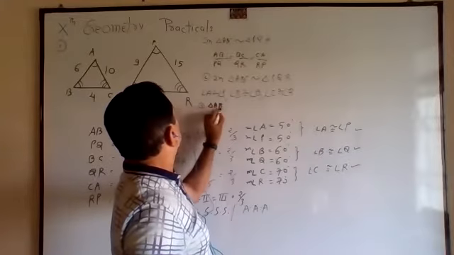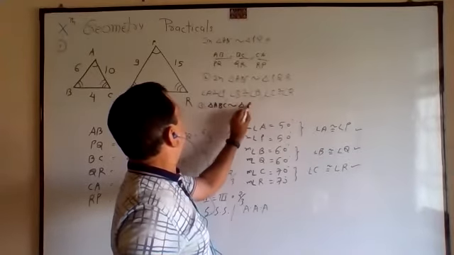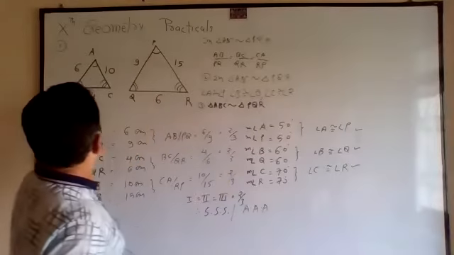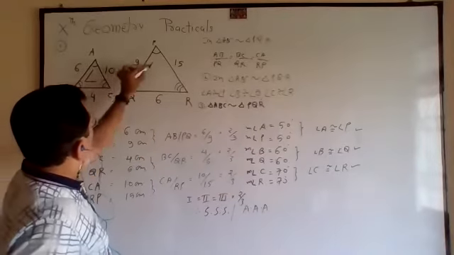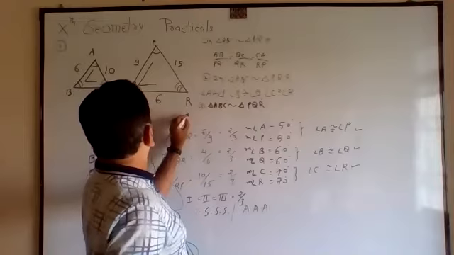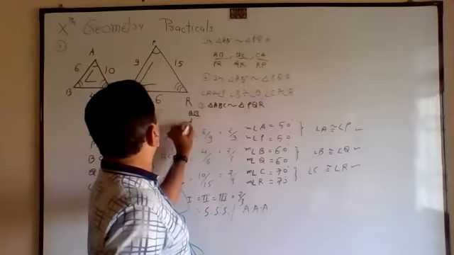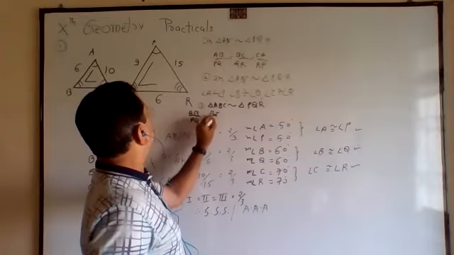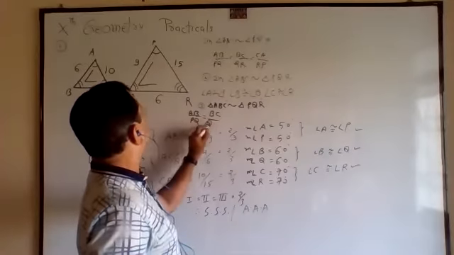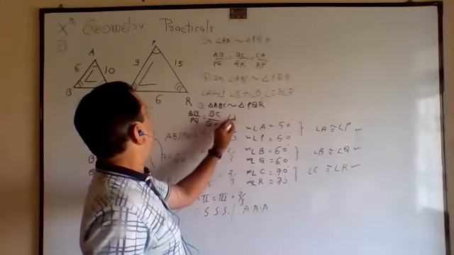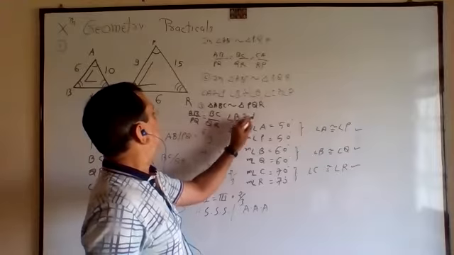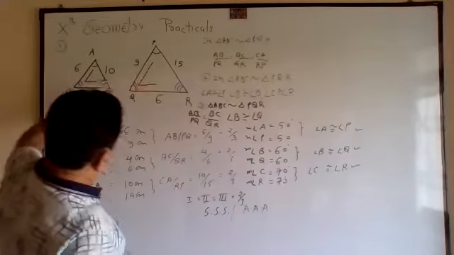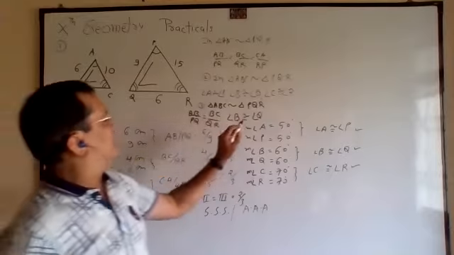Triangle ABC, triangle PQR. My ink is also completed. Now I am trying to use dark. No, SAS. So AB by PQ is equal to BC by QR and angle B is congruent to angle Q. So two sides and included angle for SAS.